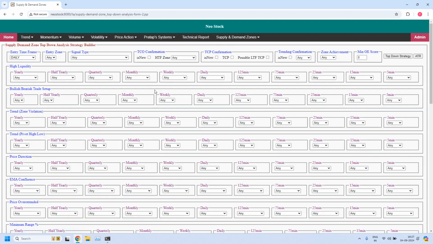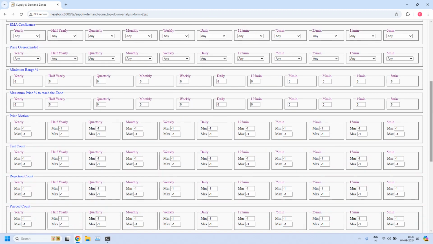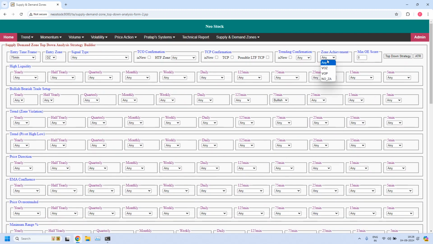So next, weekly income trade bullish trade setup. Entry time frame 75 minutes, entry zone demand zone. In bullish or bearish trade setup at 75 minutes, I am selecting bullish. The 75 minutes demand zone should not be pierced. So in the pierced count at 75 minutes time frame, minimum value 0, maximum value 0. Zone achievement is violated opposing zone, minimum order enhancer score 12. All the three filters are applied to 75 minutes demand zone.